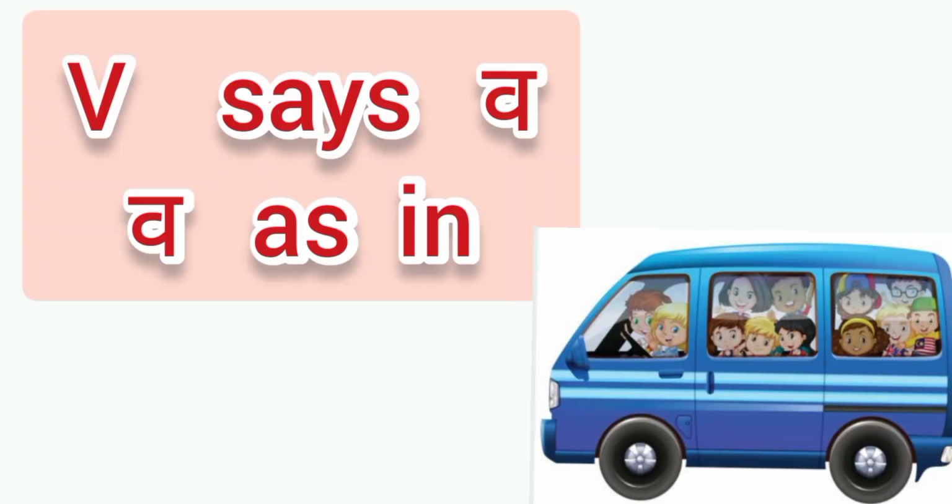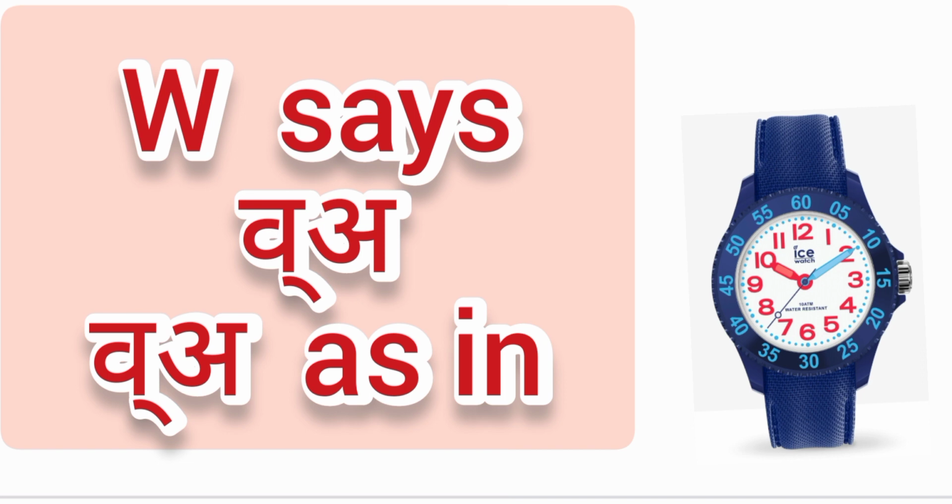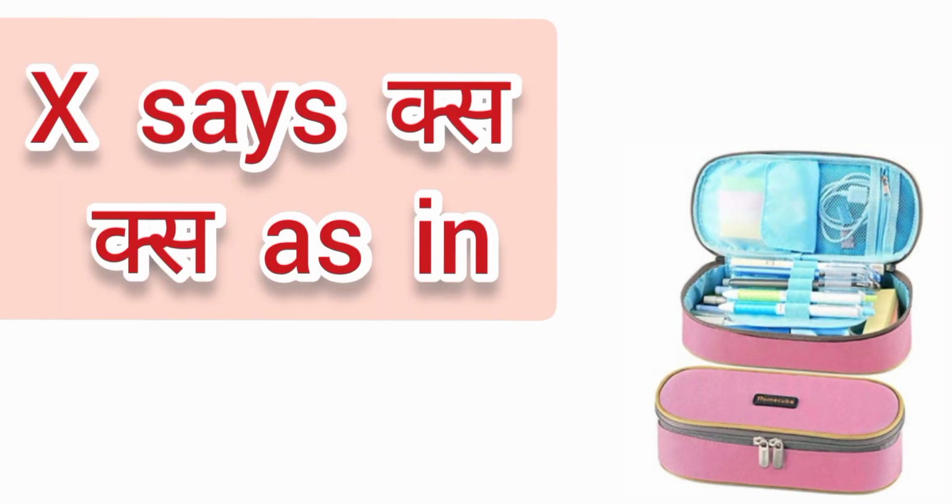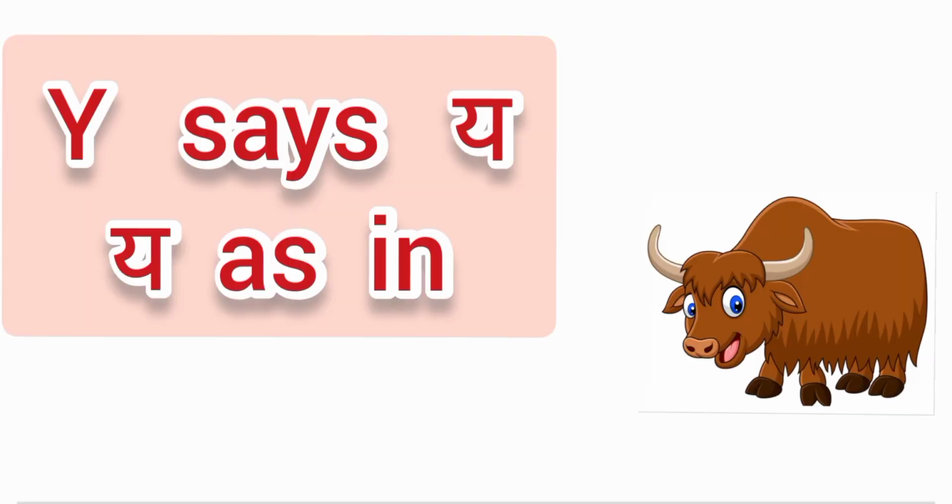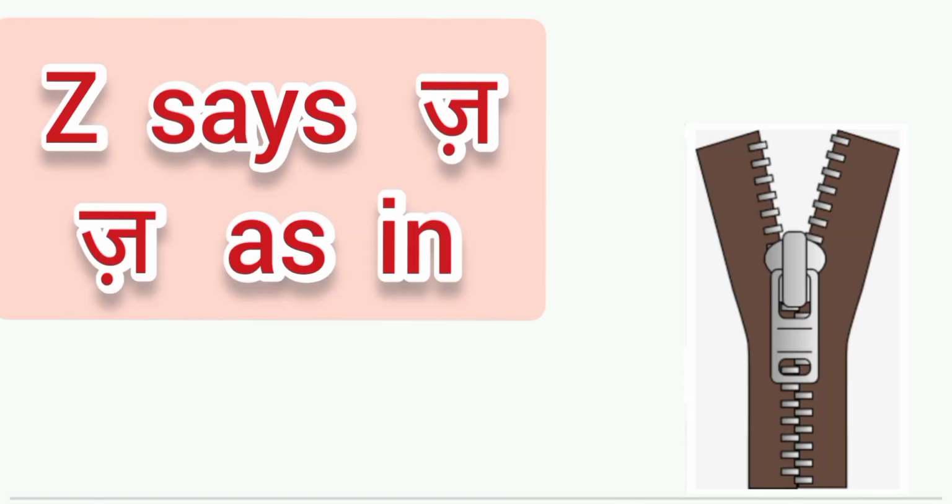V says v as in van. W says w as in watch. X says x as in box. Y says y as in yak. Z says z as in zip.